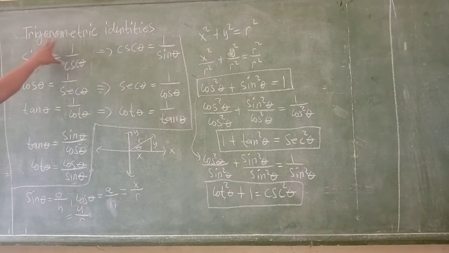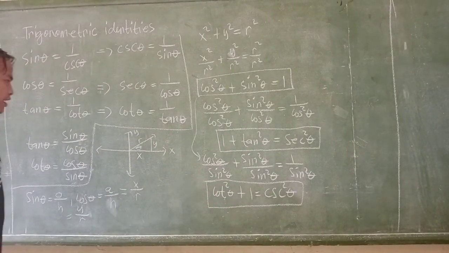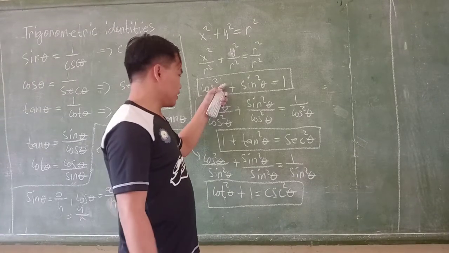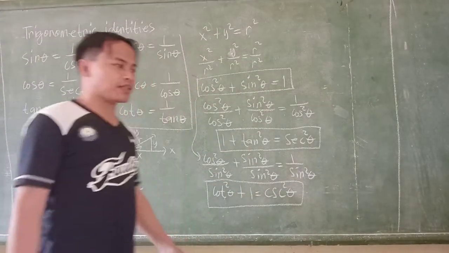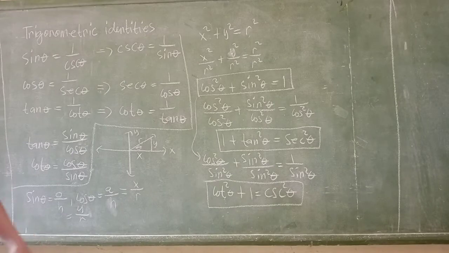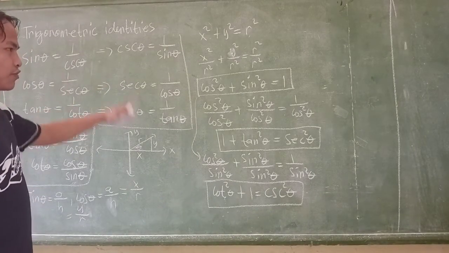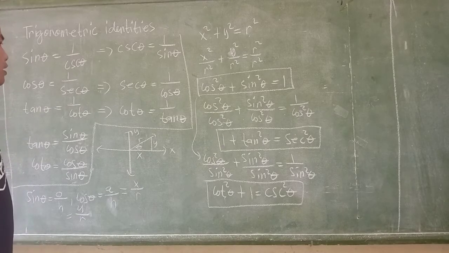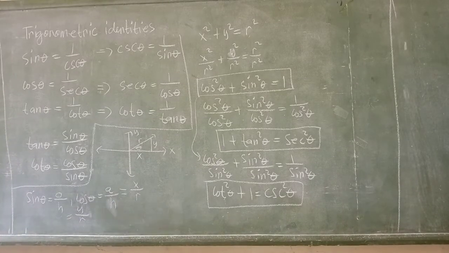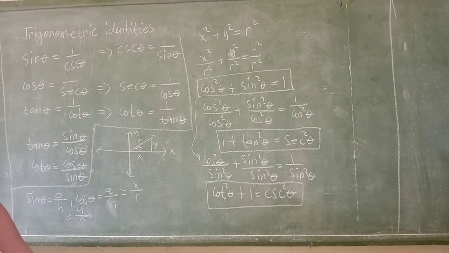So the eight, plus three, we have eleven identities. We can now use them. At this moment, I will give you an example on how to apply the given trigonometric identities in proving trigonometric identities. So I will erase this one first.